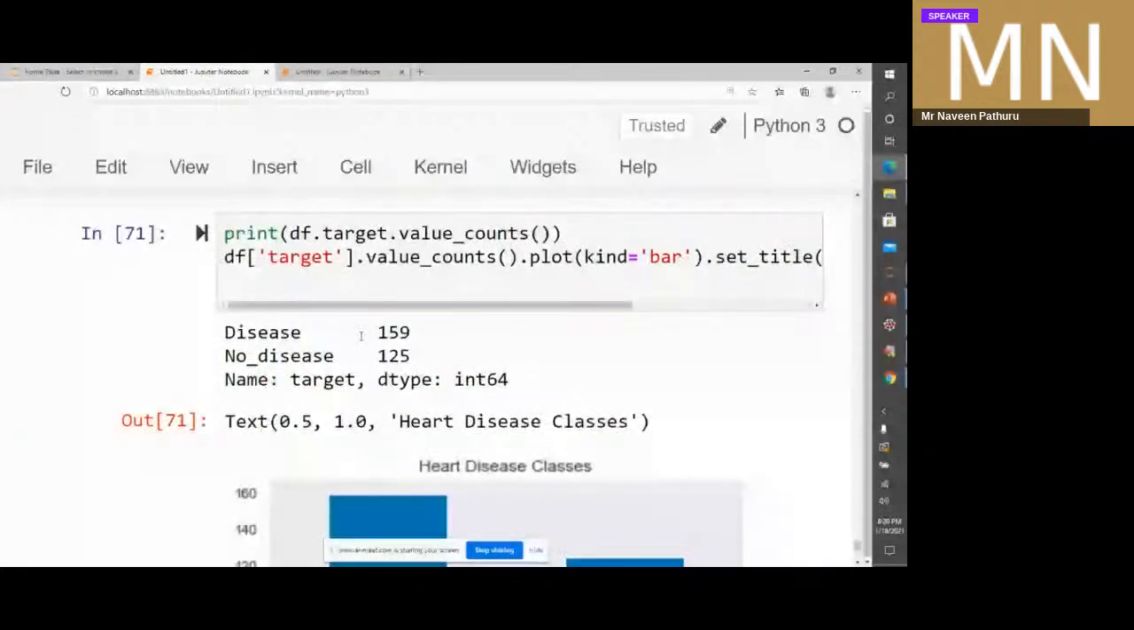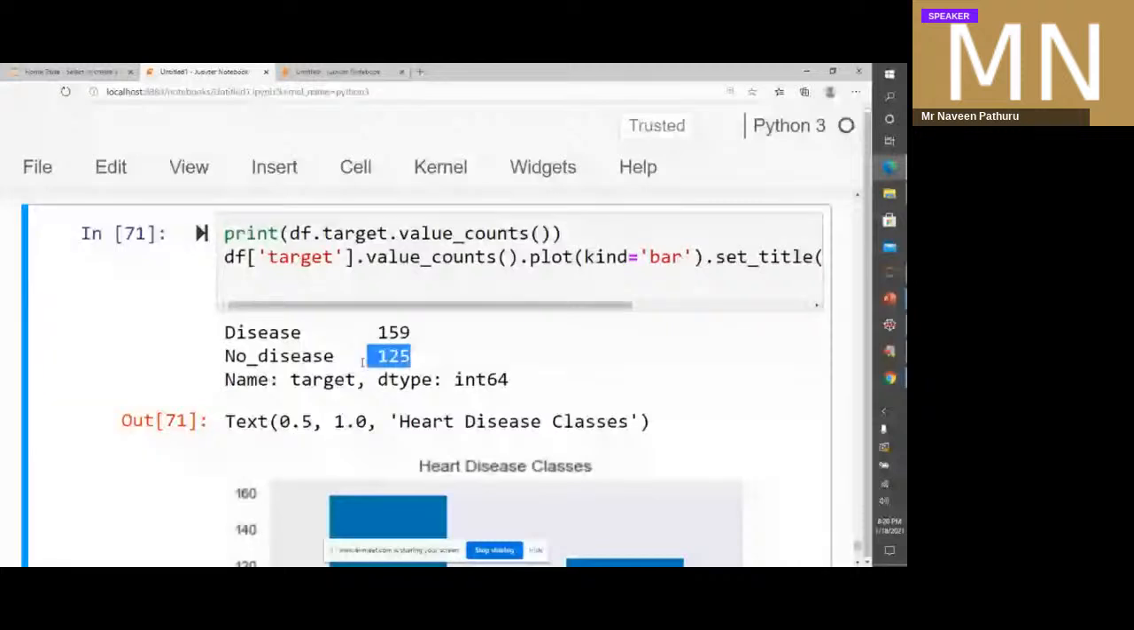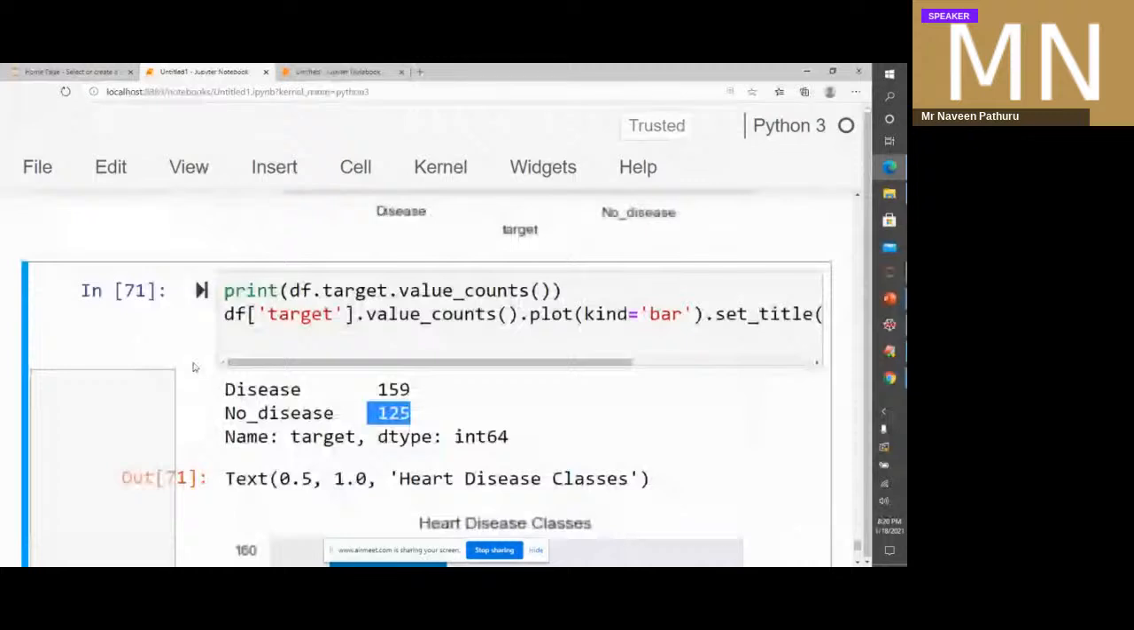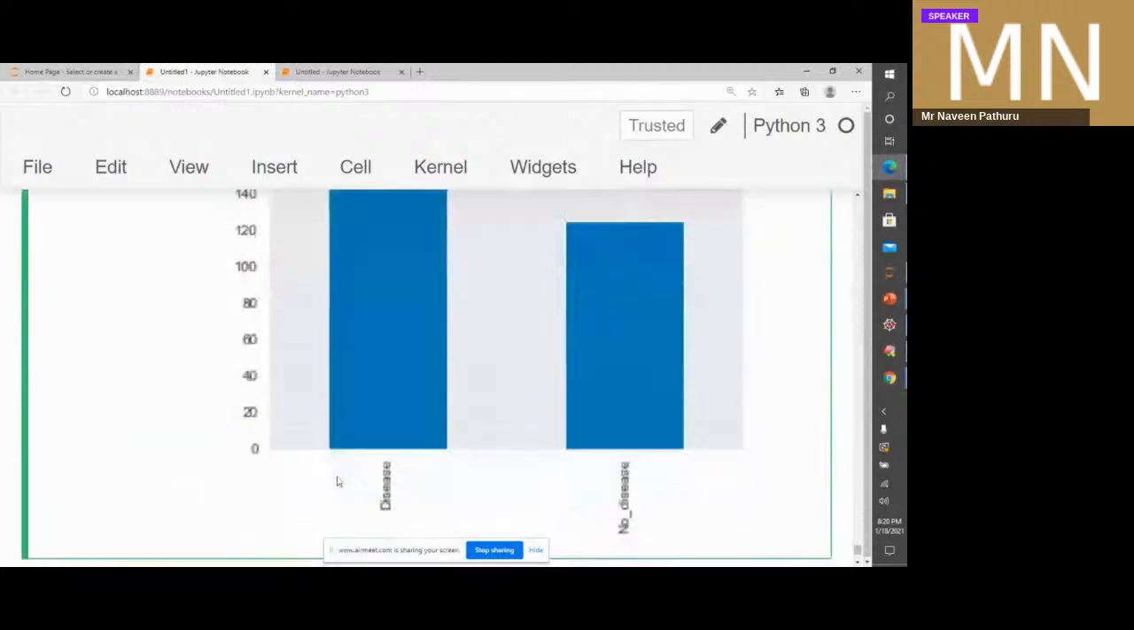Let's see what we have here. So 159 patients have the disease, 125 patients do not have the disease. That is what is going on here, guys. What we are doing is a value count. Value count is telling you each value how many times it's appearing. We're doing a bar plot here. So take a look at this.